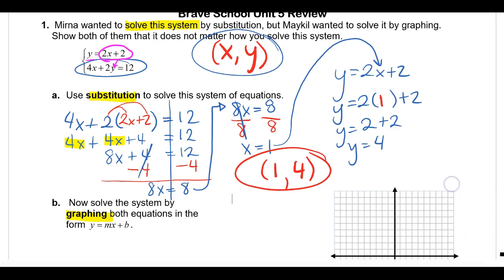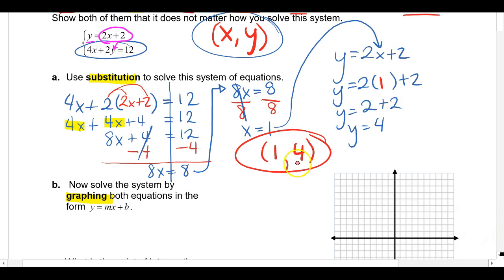Now remember, Myrna wanted to solve the system by substitution. Michael wanted to solve it by graphing. And we need to, again, show them that no matter what we do, we're still going to end up with the same answer. So as I work through these problems, I better still end up with 1 and 4. If I don't, I did something wrong.